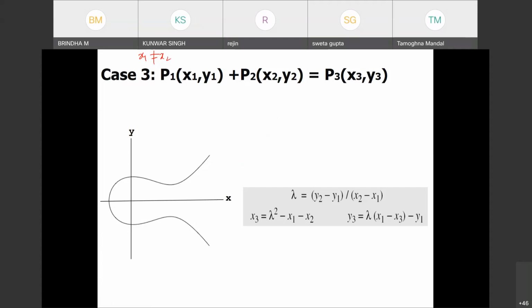So now we are adding 2 points, P1 and P2. Their x coordinates are different. Two general points, how will they be added? P1 plus P2 will be P3. How is it done? You draw a line joining P1 and P2 and extend it. We'll see the algorithm later on. This is just not complete.